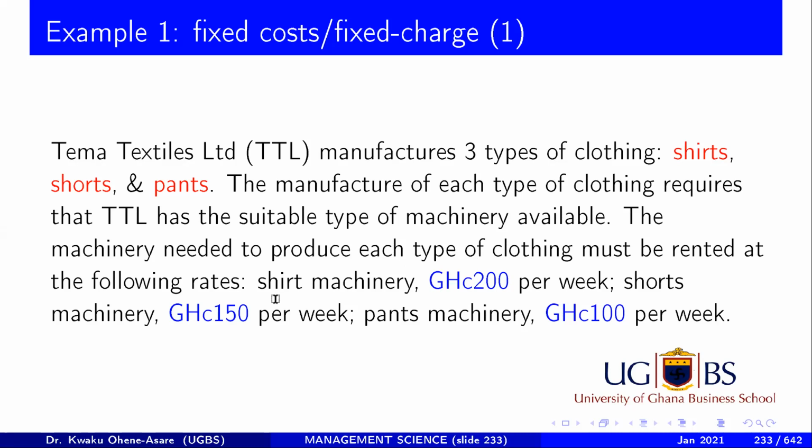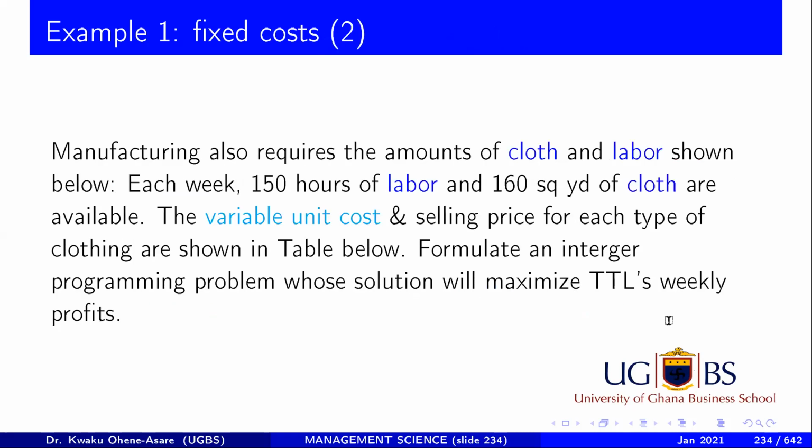And if you go and buy the shirt machinery, the cost is 200 cedis per week. If you buy the shorts machinery, the cost is 150 cedis a week. Pants machinery is 100 cedis a week. Manufacturing also requires the amount of cloth. Now, that word is an important word because you're now talking about the amount of cloth and labor. Now, watch the word. It requires.